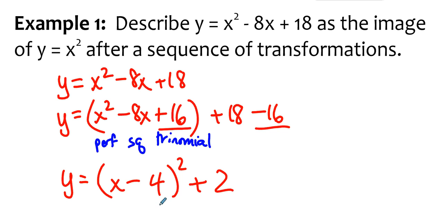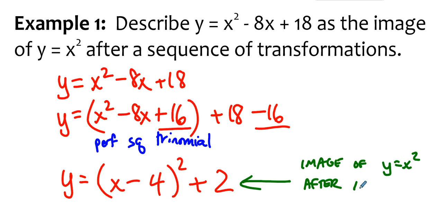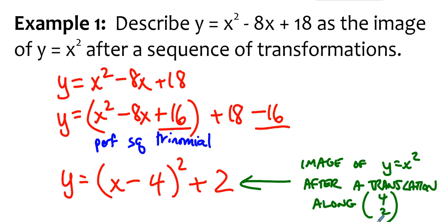And so now we have a complete square form of the original parabola in the question, but now we know what's happened. We know that this parabola is the image of y equals x squared after a translation. Well, what translation? Well, this moves 4 to the right, and that moves 2 up. It moves 4 to the right and 2 up.